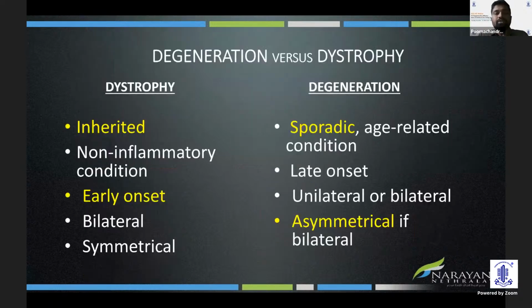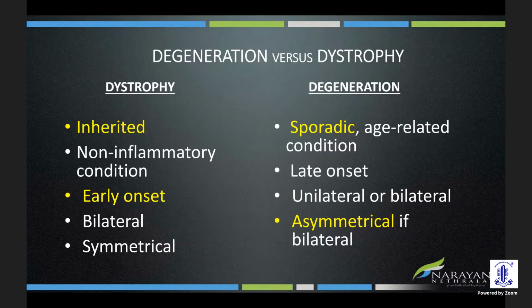Fine. So before going further, we need to understand the difference between a dystrophy and degeneration, because the whole concept of genetic testing revolves around inherited retinal dystrophy, a non-inflammatory condition. They will have an early onset. They are bilateral and symmetrical, whereas degenerations are sporadic. They usually have a late onset, unilateral or bilateral. Whenever it's bilateral, most of the time it will be asymmetrical.